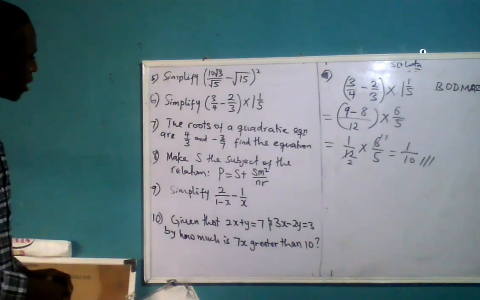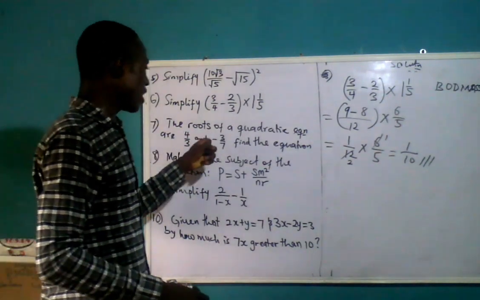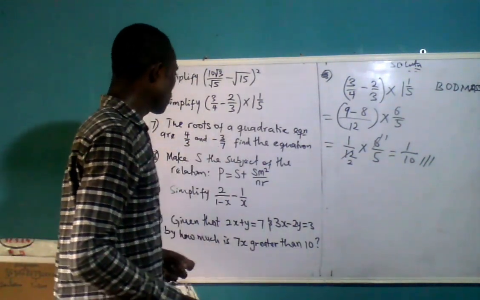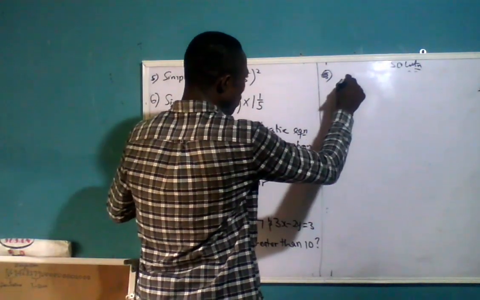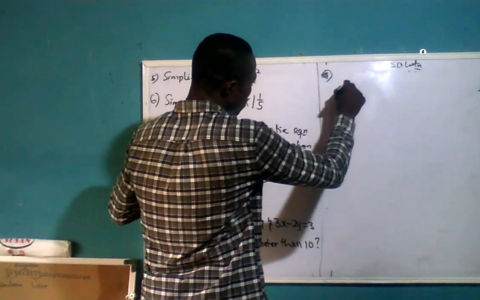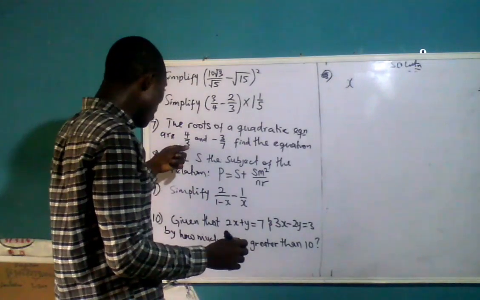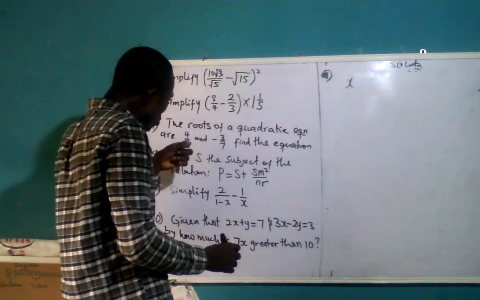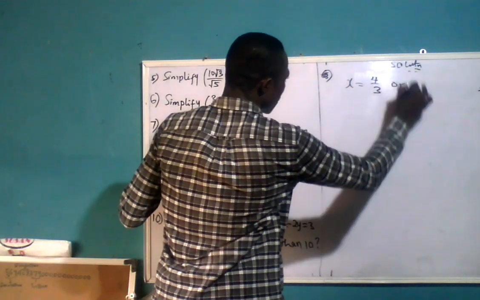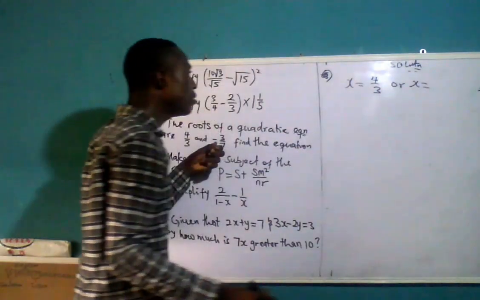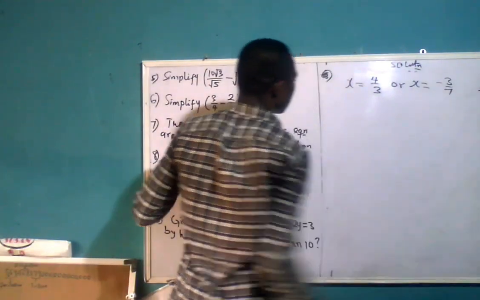In question number 7, we are told that the roots of a quadratic equation are 4 over 3 and negative 3 over 7. We have to find the equation. So let's take the roots down. If the quadratic equation is written in x, it just means that for the roots to be this and this, x will be equal to 4 over 3, or x equal to the second root, which is negative 3 over 7.